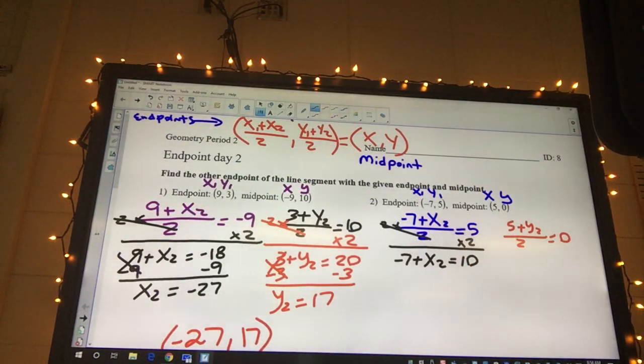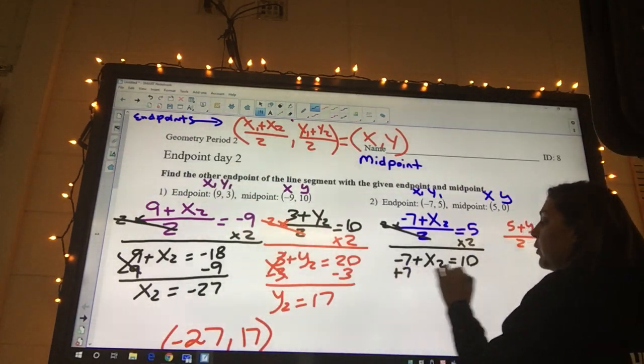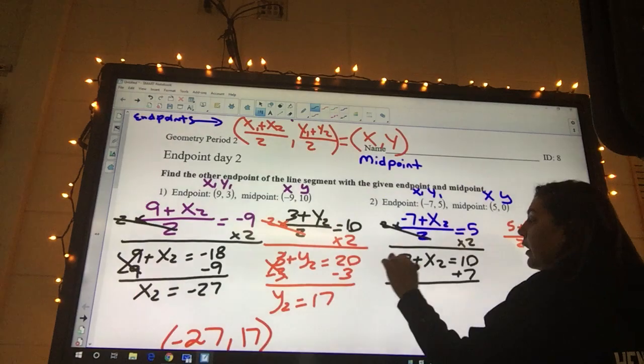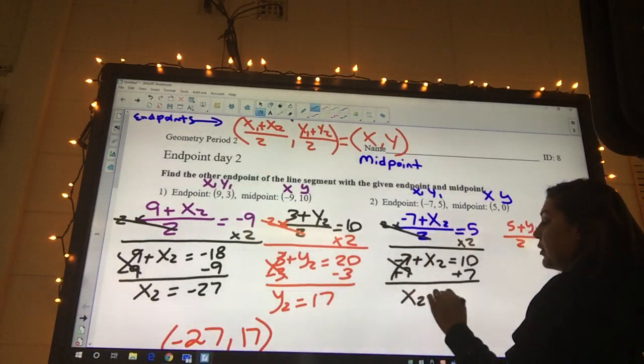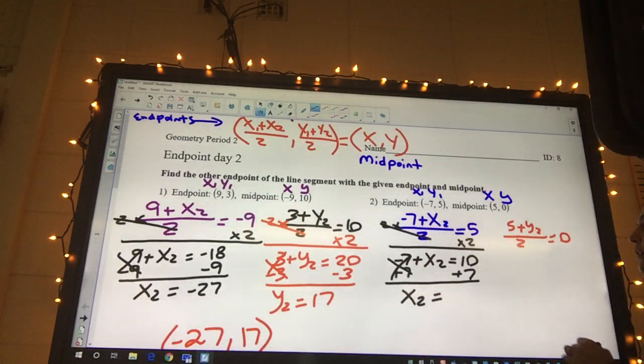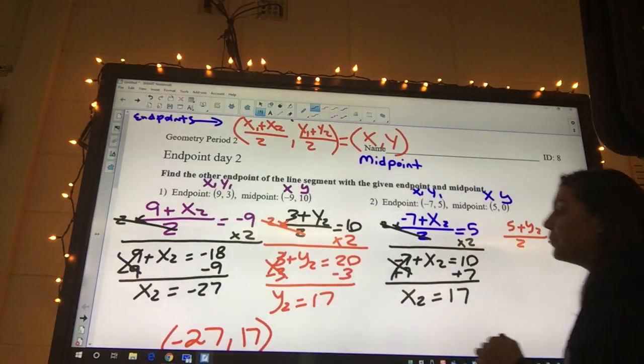So how do I move that negative 7? We have to add it. Yep, so we're going to add 7 on both sides. So on the left side, I'm left with x sub 2, and I got 10 plus 7, so it's going to be 17.